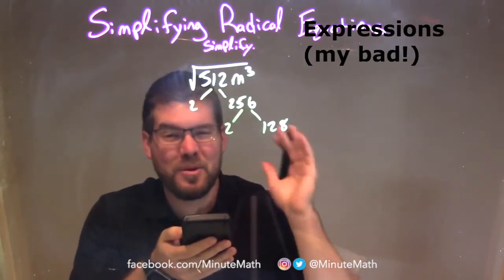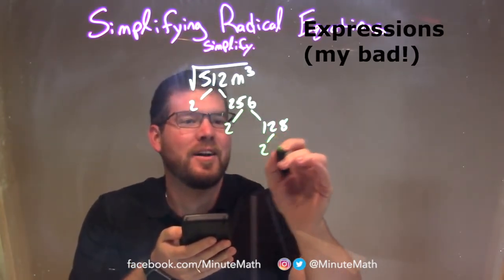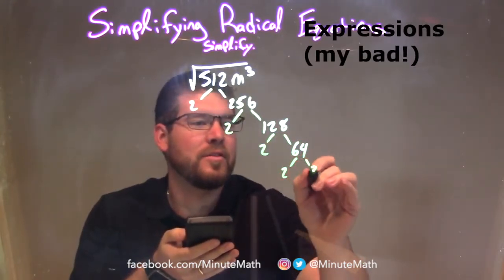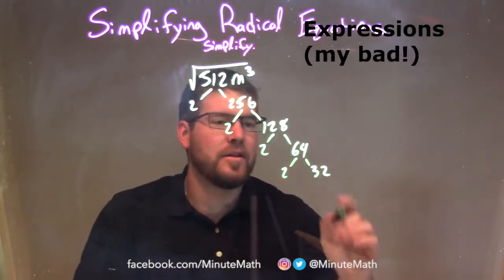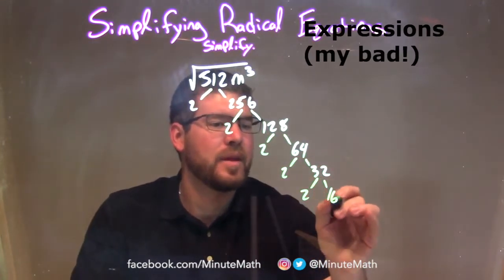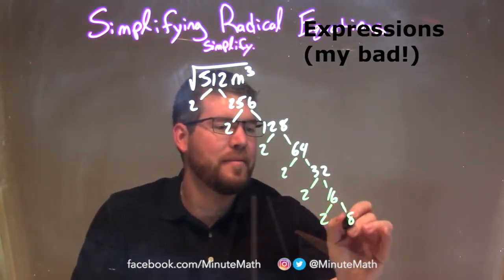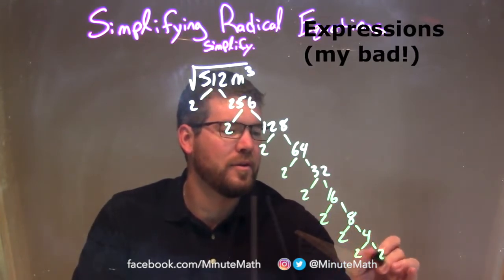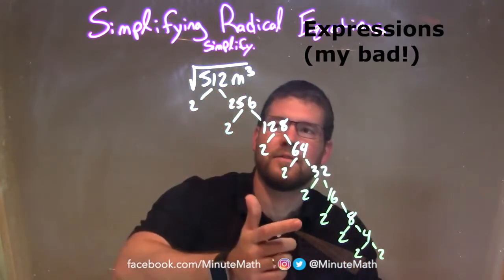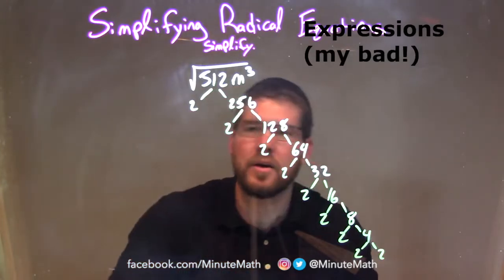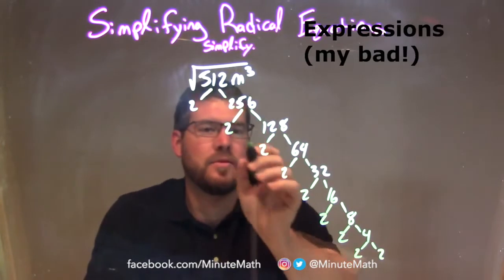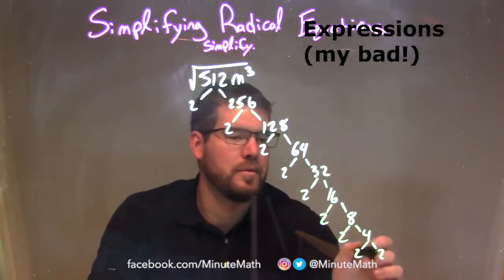And if, again, you know your computers, this is easy. 128 is 2 and 64. 64 is 2 and 32. And 32 is 2 and 16. And 16 is 2 and 8. 8 is 2 and 4. And 4 is 2 and 2. So I broke 512 down to all the prime numbers that we multiplied together to get 512, which is 2 times 2 times 2 times 2 times 2 times 2 times 2 times 2 times 2.